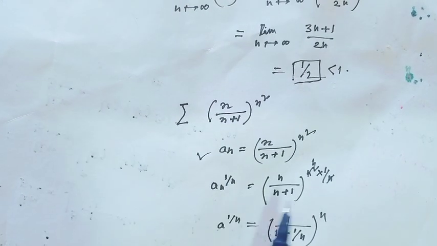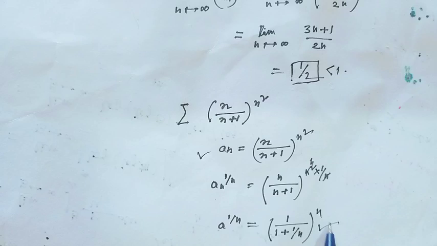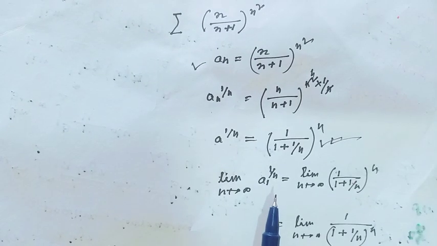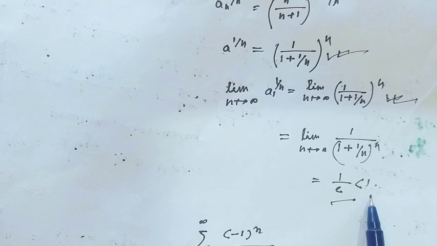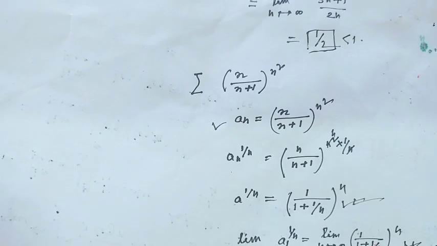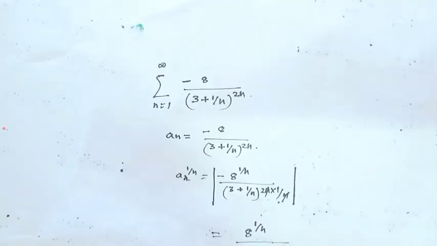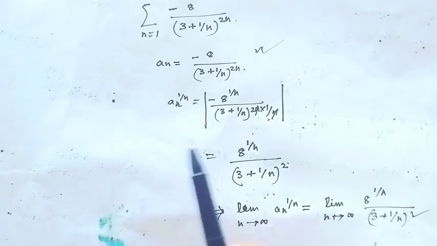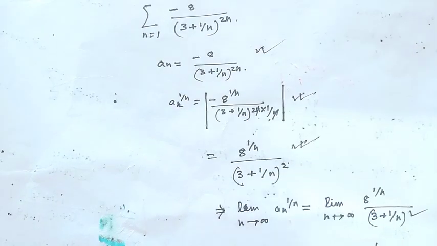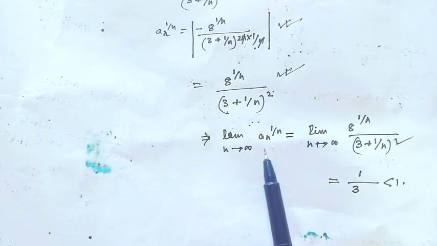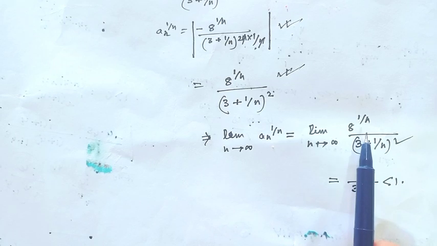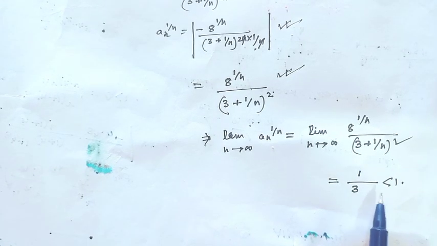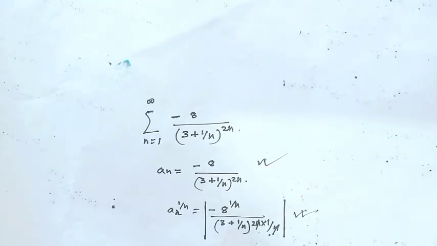Second, notice this series here. a_n equals this, then a_n to the power 1 over n would be this. Now the limit as n tends to infinity of a_n to the power 1 over n equals 1 over e, and this value is less than 1. So this series is also convergent. Third, this series here, a_n equals this, then a_n to the power 1 over n would be this value. After putting the limit, this value would be 8 to the power 1 over n, meaning 1, and this value is 3, then 1 over 3 is always less than 1. Therefore, this series is convergent.